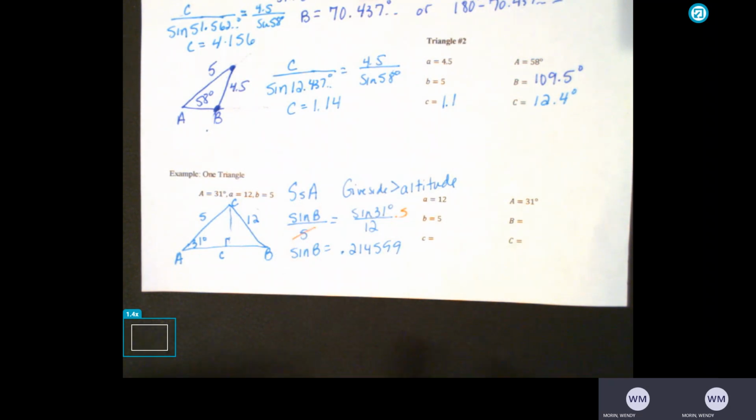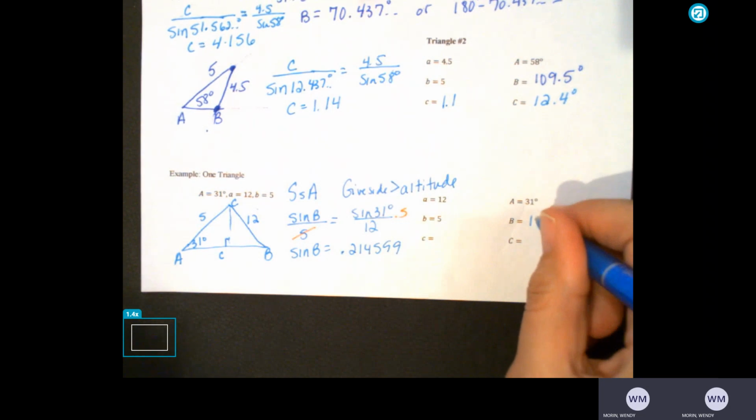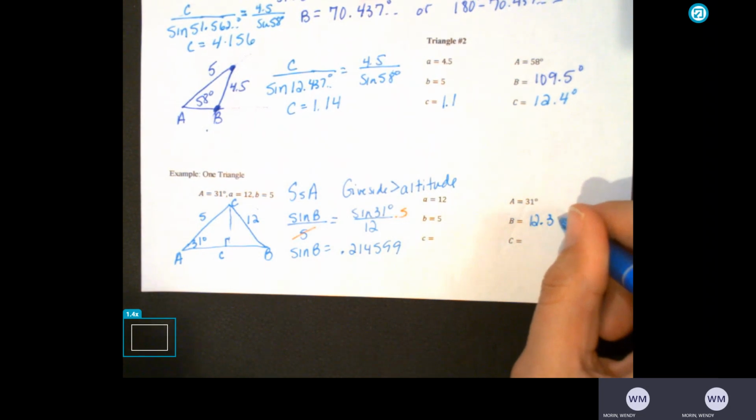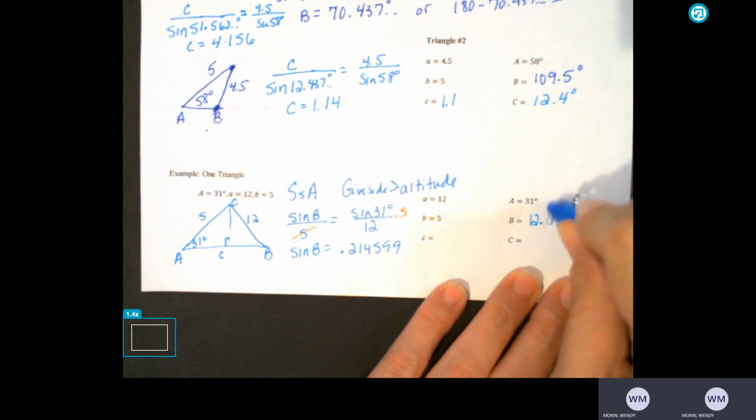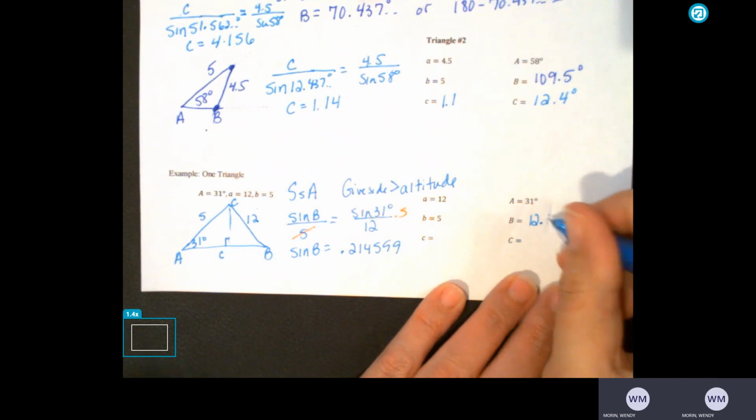And let's say you go to find 2. I'll go over that in a second. But let's go ahead and find what angle B is. Take the arc sine of that decimal in your calculator, and you'll get 12.39 or 12.4 degrees.